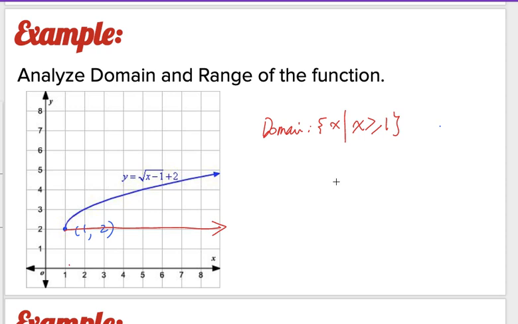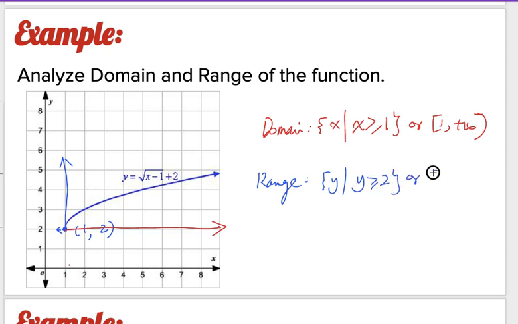Also, if you're not sure, you can always pause the video or rewatch the video to see if you have the same answer as me. Or I can write the answer as 1 to infinity. For the range, vertically it goes up. So as you can see, the range is starting with, what's the point here? It's actually 2, right? So it's y greater than or equal to 2, or I can write 2 to infinity.